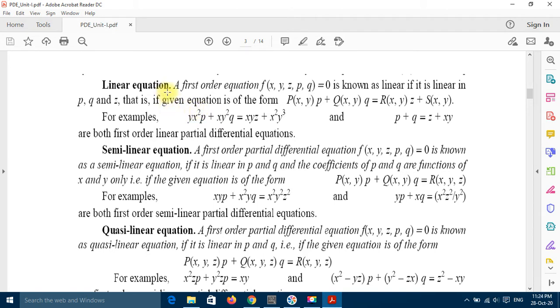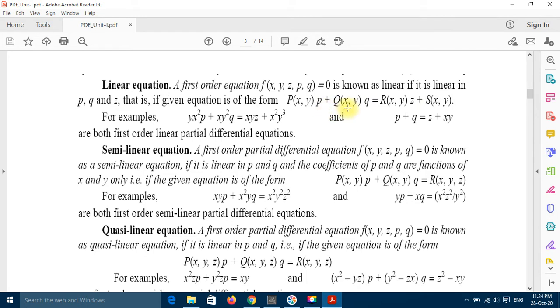There are several types of partial differential equation, in which the linear equation, first order equation, can be written as f(x, y, z, p, q) = 0, means this function f is a function of x, y, z and p and q, where p is the partial derivative of z with respect to x and q is the partial derivative of z with respect to y. This differential equation is known as linear if it is linear in p, q and z. That is, the given equation is of the form P p + Q q = R z + S.